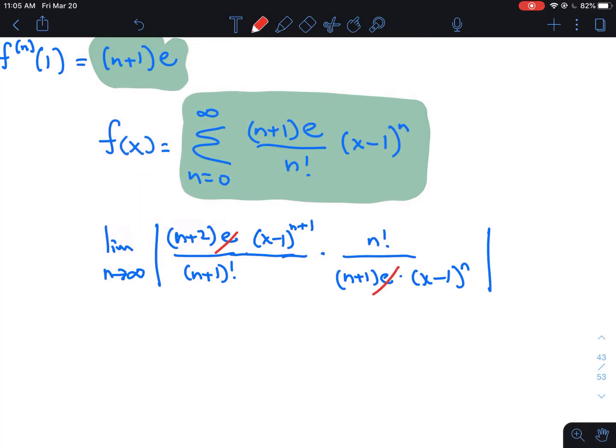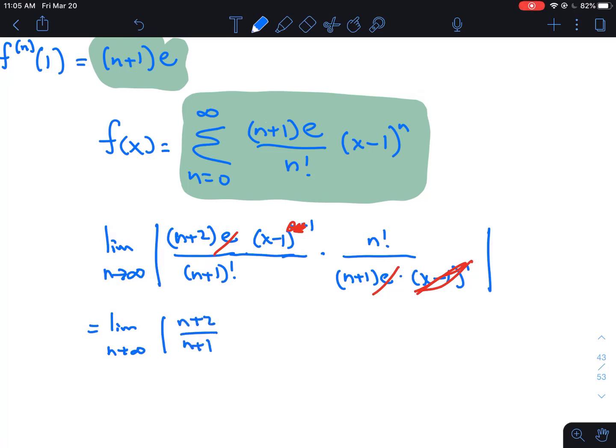So for instance, the e's just perfectly cancel. We get quite a lot of canceling of these x minus 1s. There's n plus 1 of them on top and n of them on bottom. So let's go ahead and clean this up a little bit and just see what we have. The limit as n goes to infinity, and I'm going to combine the like pieces that are left over here. So I'm going to have n plus 2 and n plus 1.